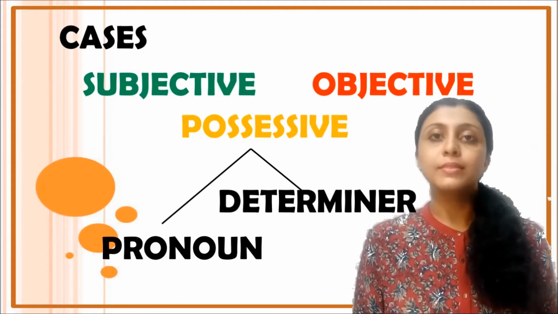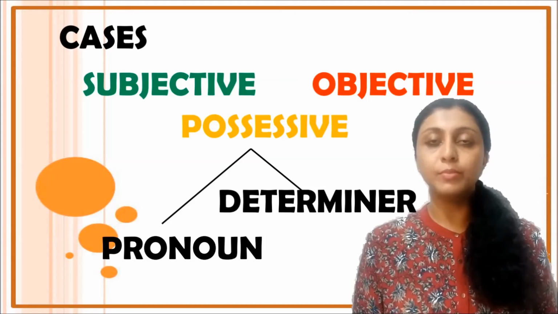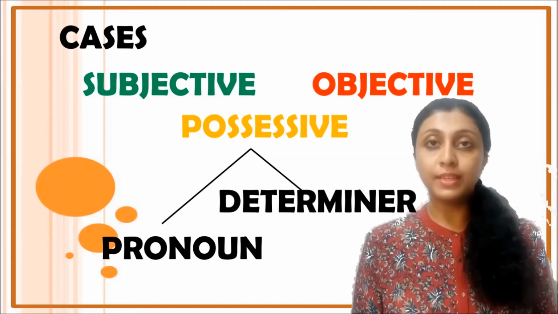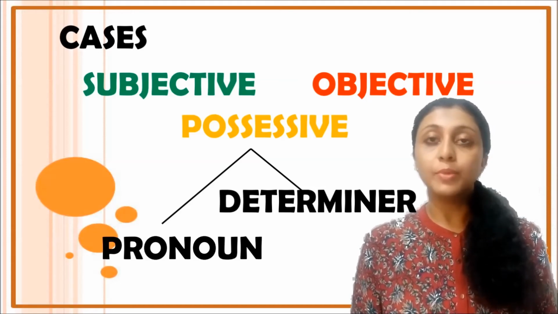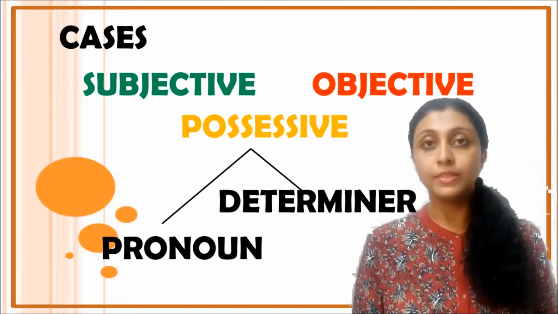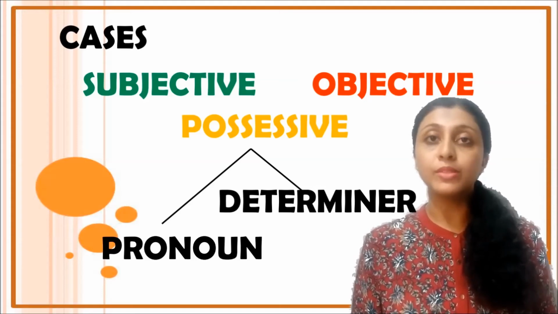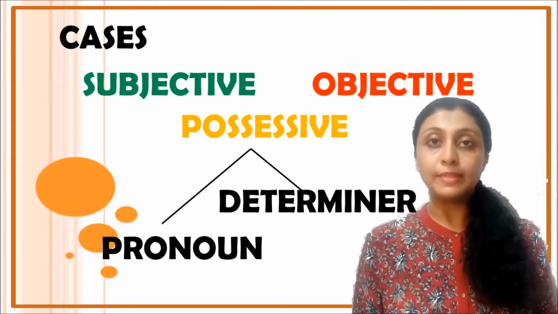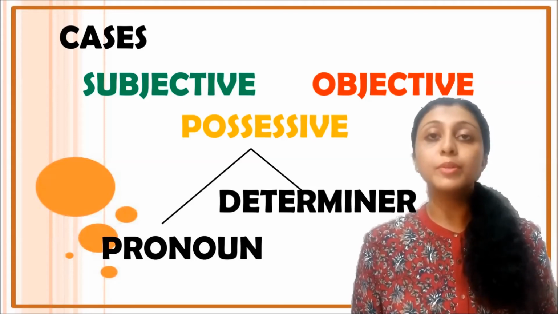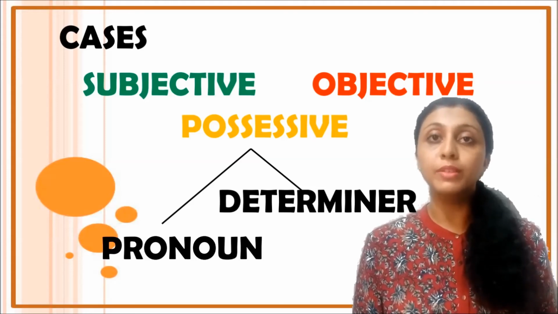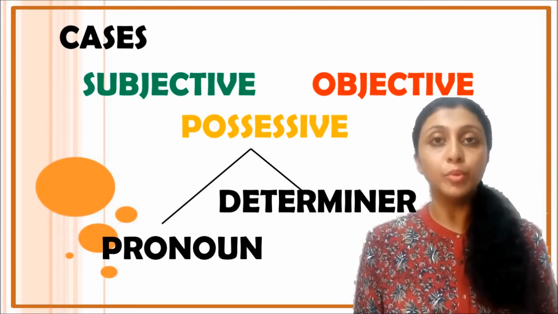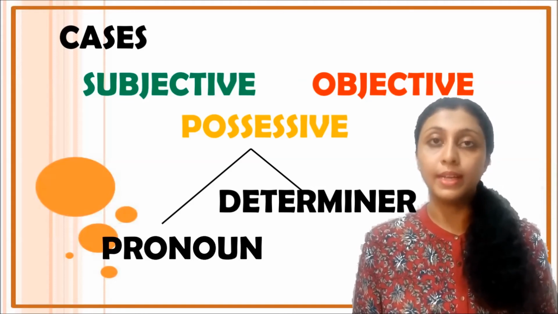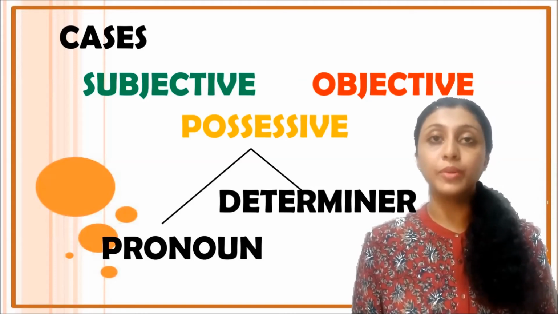They are the subjective case, the objective case, the possessive case. The possessive case is divided into the possessive pronouns and the possessive determiners. Possessive pronouns are used when we replace the nouns, whereas the possessive determiners are used before nouns. They're used to give more information about the noun and hence they're used before a noun.